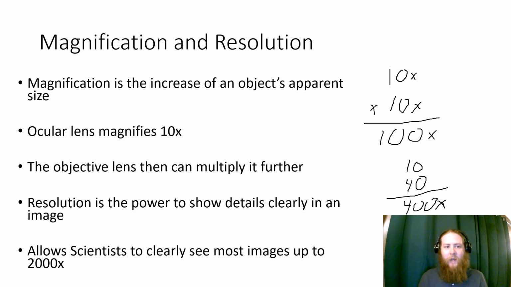So this is why microscopes are so powerful. They can take things and make them 400 times bigger than what you see with the normal eye, which is awesome.